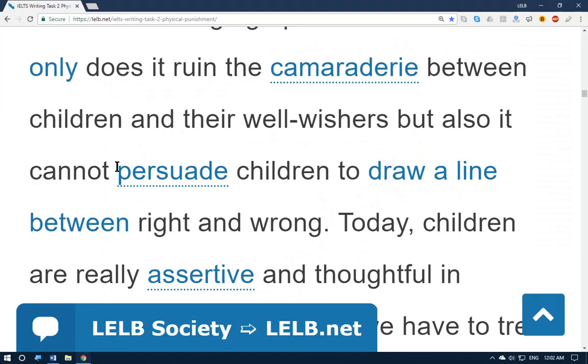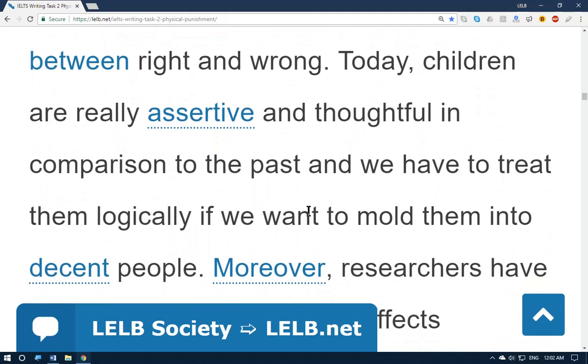To distinguish between right and wrong. Okay. Today, children are really assertive and stubborn and thoughtful in comparison to the past, and we have to treat them logically if we want to mold them into decent people.